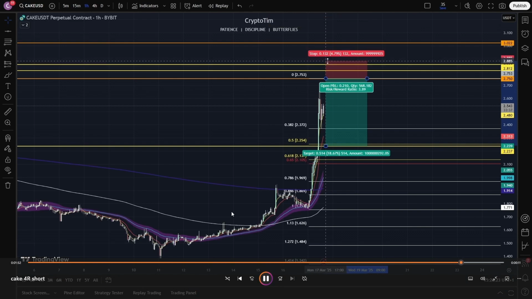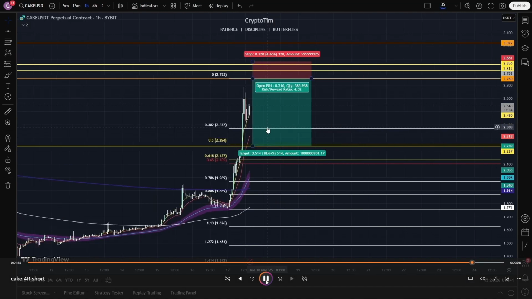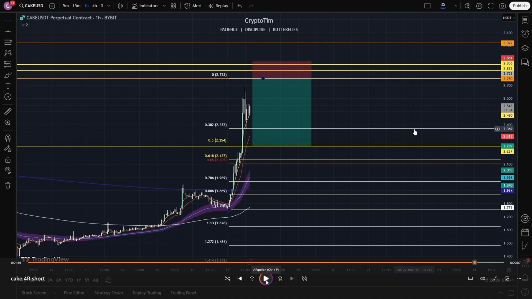So I'm deciding to go for the 4R here, have my stop loss above the wick zones that we indicated, and that's pretty much all there is to it. So quick recap, it's just a vector candle retracement.